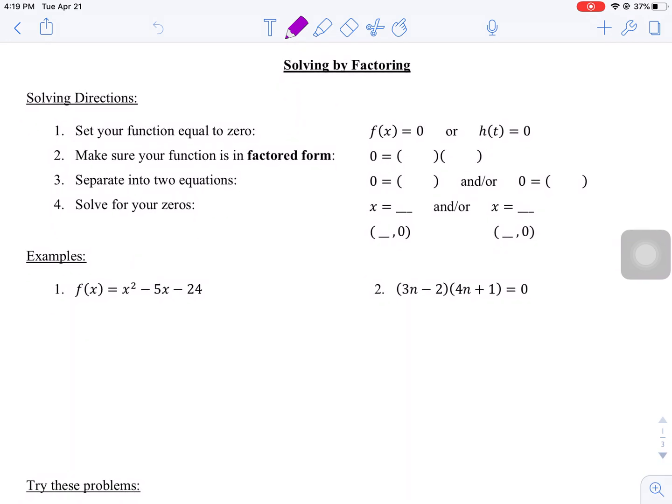We are just going to add in an extra step today, and that's number 2, which was to make sure your function is in factored form. So all the steps from last time are just listed at the top, and we're going to follow these steps to help us solve our first example problem.